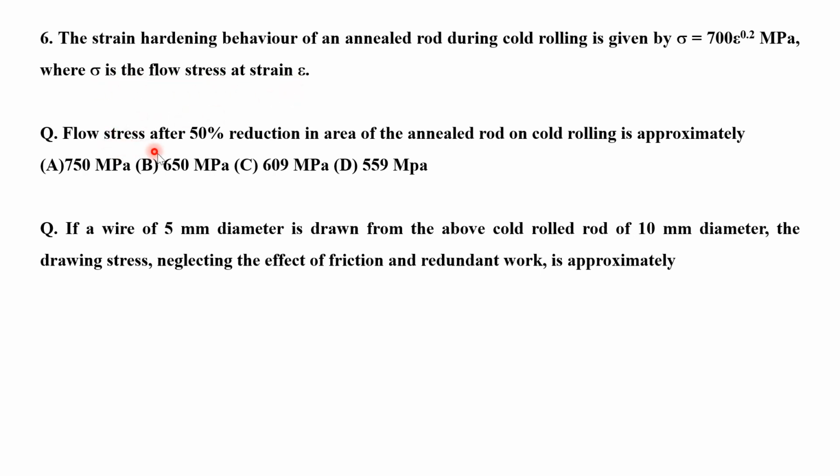We have to calculate the flow stress after 50% reduction in area of the annealed rod on cold rolling. That is the first question. And in the second question, we have to solve if a wire of 5 diameter is drawn from the above cold rod of 10 dia, the drawing stress, neglecting the effect of friction and redundant work, is approximately dash. So initially we have to find out epsilon, then substitute that epsilon to find out sigma. And next question, there we are not talking about cold rolling. We are talking about drawing. So what is the average stress during drawing? So we have to find the value of sigma D. So these are the two questions.